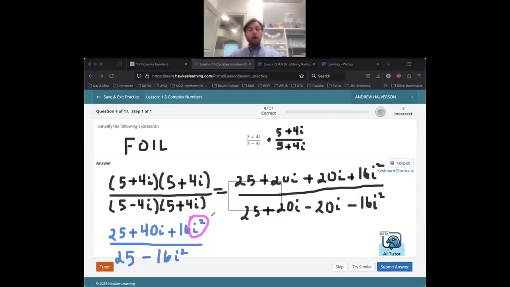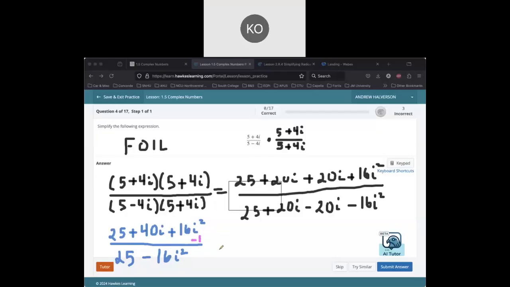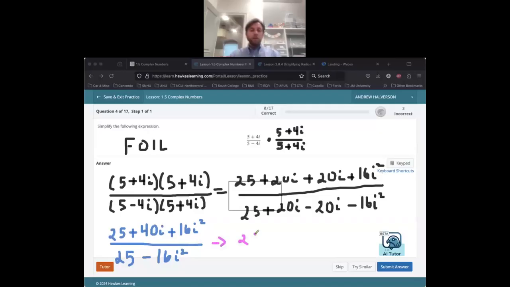But what do we know about i squared? Where on the clock is it? Isn't it -1? It's the second step of the clock. It's at the 6 o'clock position. So what we can do is bring the 25 and the 40i over. But 16i squared becomes what? 16 times -1.